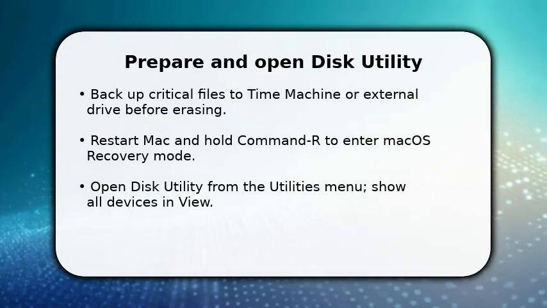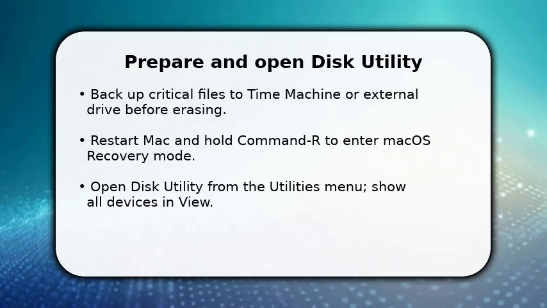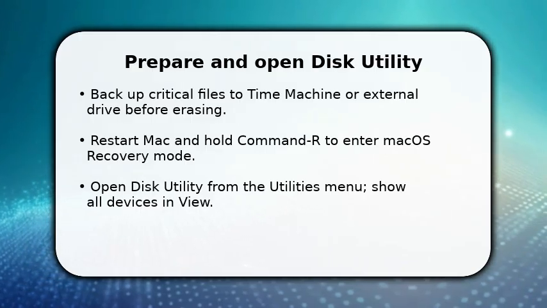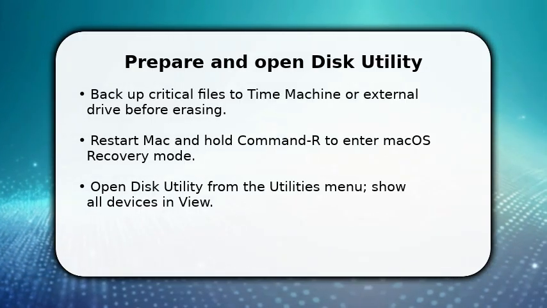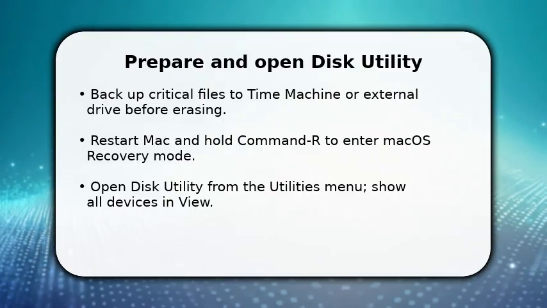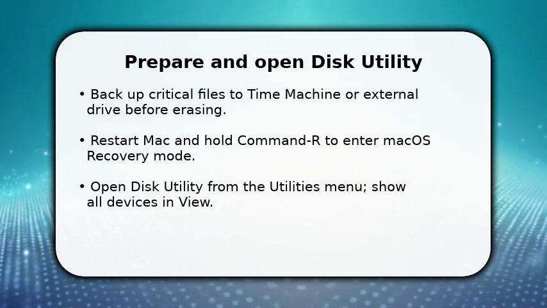Make sure View is set to show all devices so you see physical disks and containers. This matters because erasing the wrong volume won't remove hidden containers. Select the physical disk you want to erase, not just a volume. Then move immediately to Format and Scheme choices to avoid partial wipes.